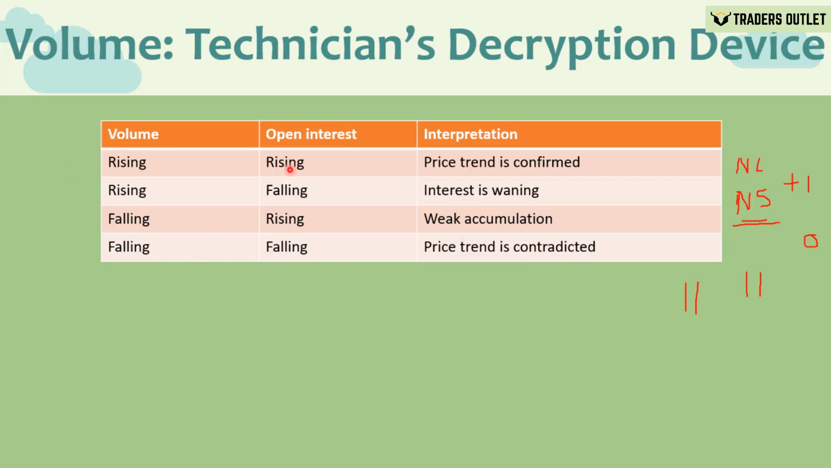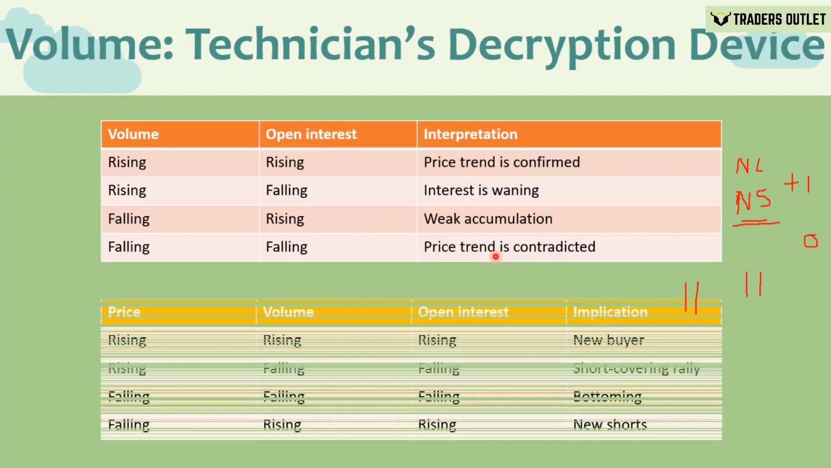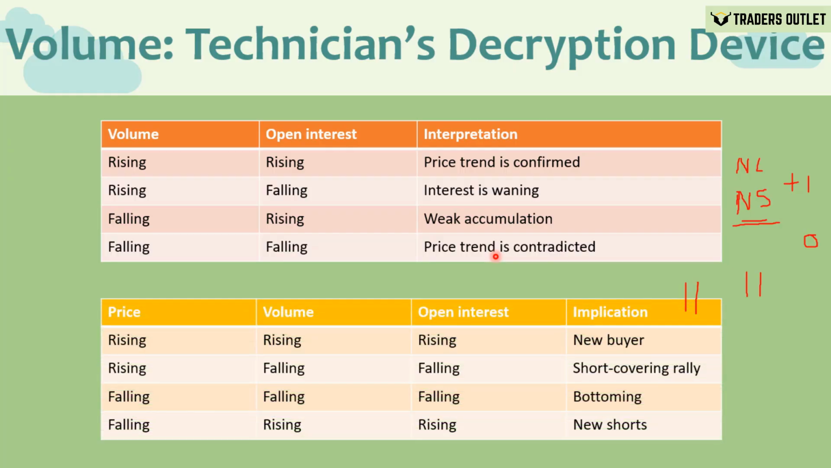When they are both rising, the price trend is confirmed, with more market participants entering new positions. Whereas when they are both falling, that means fewer market participants are of the view of falling prices. The price trend is about to be confirmed or contradicted in this situation, right? So this is how volume and open interest are related.